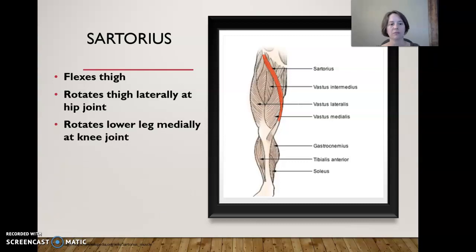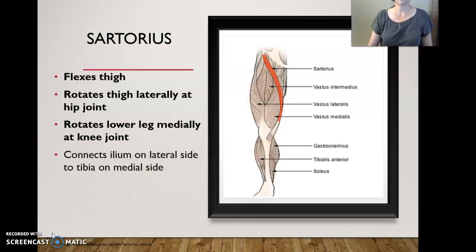So what are we talking about? All right, so let's look at some things. So this will flex the thigh. So you're going to be flexing the thigh. It also rotates the thigh laterally, so bringing it out. But it also rotates the knee medially. So if you have the lower leg come in, so the thigh goes out, the lower leg comes in, and you may recognize what you may need to do that for.